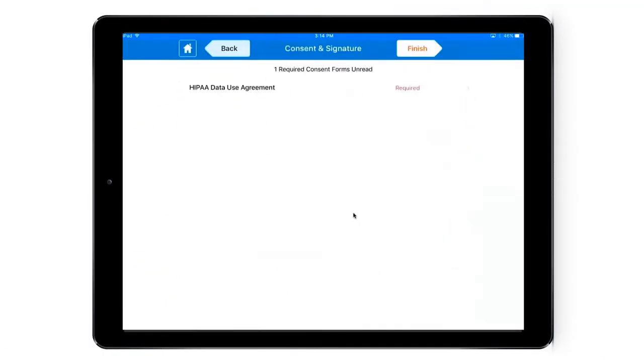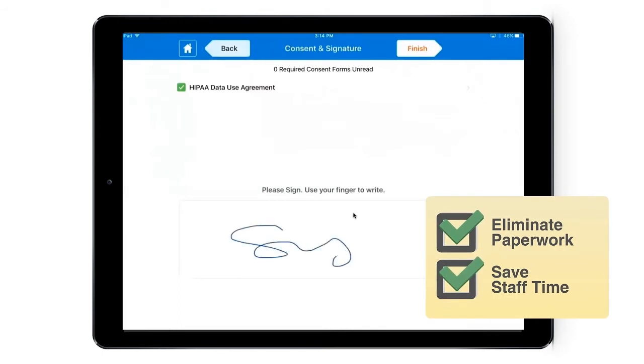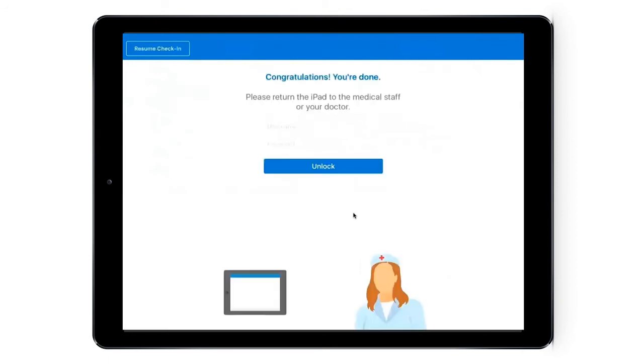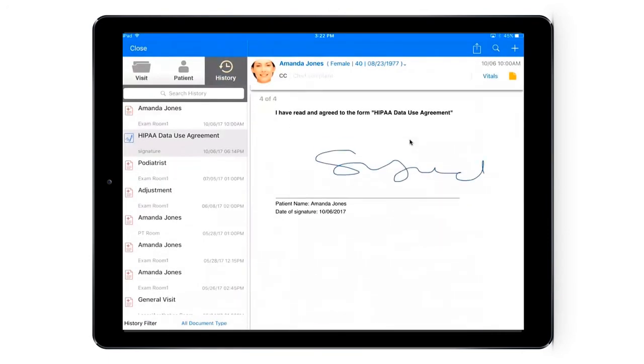Consent forms can be added or signed at any point in the check-in process and during the patient appointment. Sign with a finger or a mouse, in the office or at home. DrChrono takes care of the consent forms, saving them directly to the patient chart.